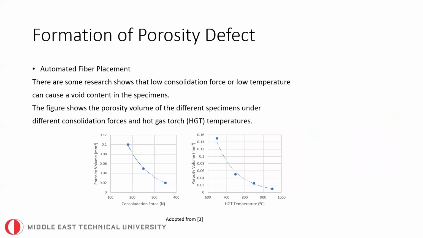There is research showing that low consolidation force or low temperature can cause porosity content in the specimen. These figures show the porosity volume of different specimens under different consolidation forces and hot gas torch temperatures. As you may see in these figures, porosity volume decreases with increasing consolidation force. And also, the porosity volume decreases as the hot gas torch temperature increases.